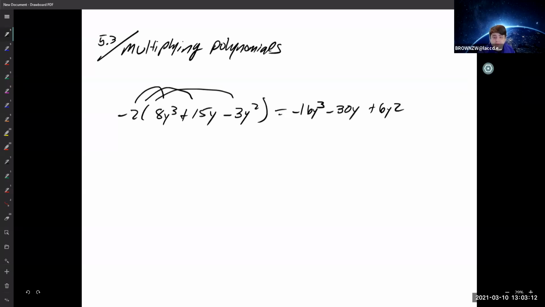So this is technically multiplying a polynomial, and honestly, a lot of what we're going to be looking at today is going to be fairly similar. We're just going to be taking more advanced cases of distribution. So let's look at something a little bit, applying our power rules that we talked about yesterday.